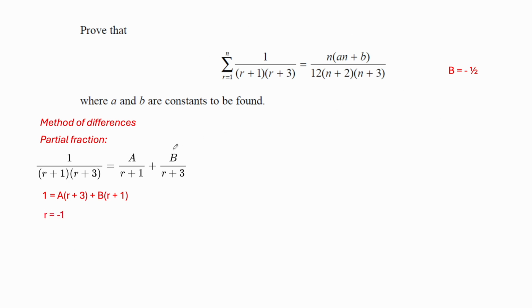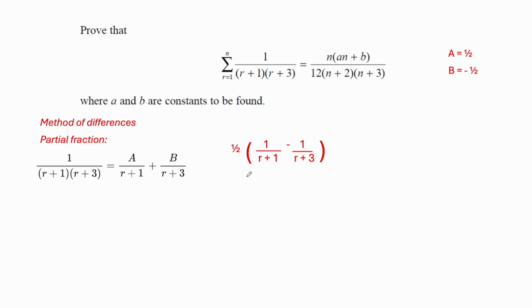And then we'll do the same thing for A. We'll do r equals minus 1, and we'll get 1 equals A(minus 1 plus 3), and B will cancel out, which gives us 1 equals 2A, and A will equal half. So there we go, we've got our values for A and B, but it's going to be really complicated if we do half here and minus half here. So we can just take the half out, and then we can rewrite it as A is 1 over r+1, and B is minus 1 over r+3.